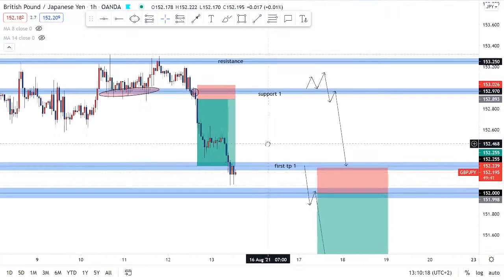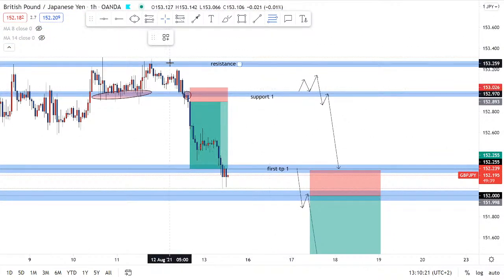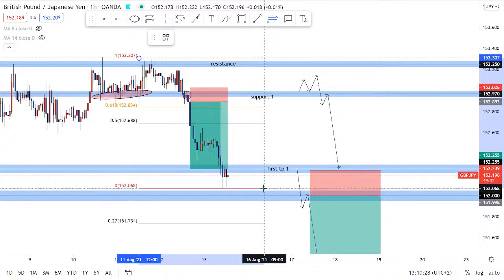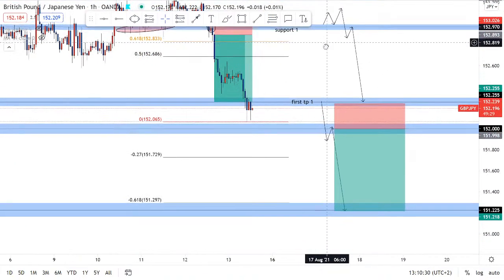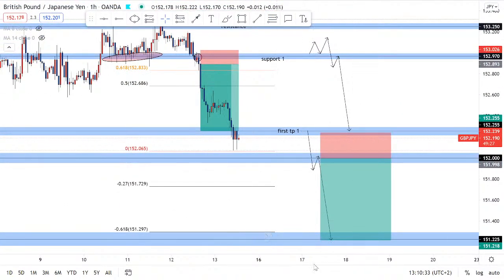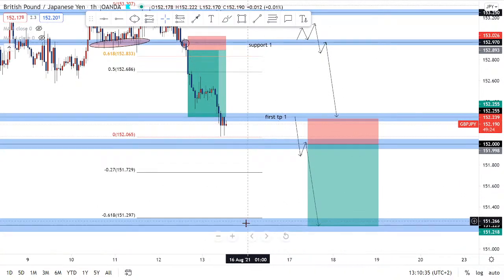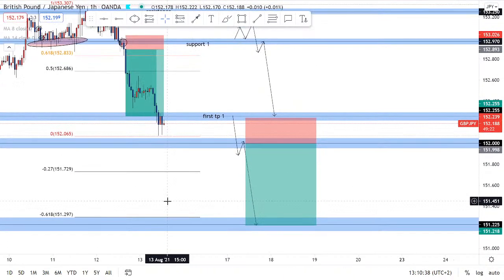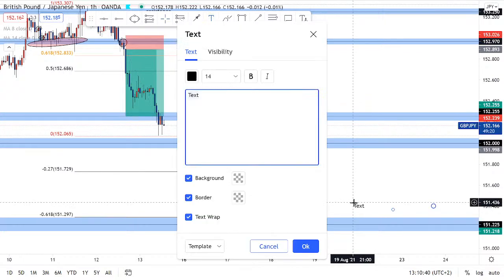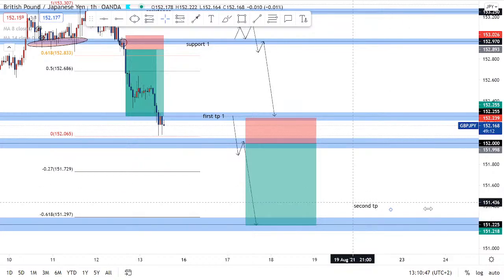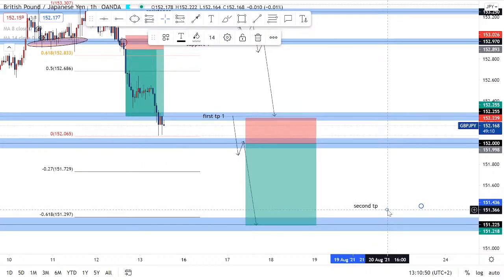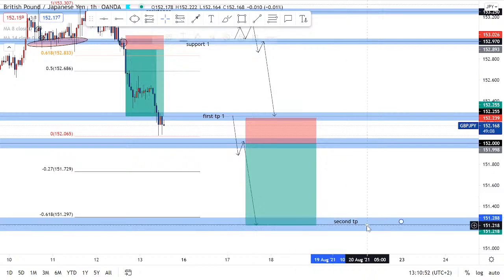Now for more confirmation, I can use my Fibonacci. Let me just start it here, and then I'm just gonna put it here. As you can see, my Fibonacci is agreeing with me that my second TP is gonna be around these levels here. Let me just write here, second TP. So this is gonna be my second TP around this area here.